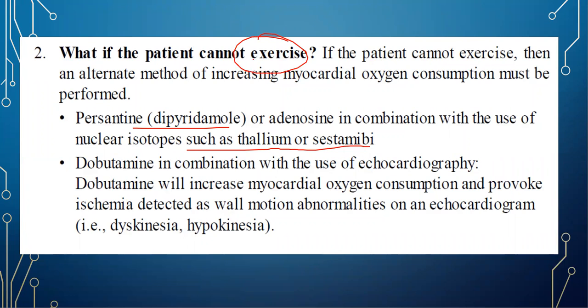So this patient cannot exercise, but you need the patient's heart on exertion. So this dipyridamole will act in that way, and after giving dipyridamole, you can put the patient into the thallium scan. Same with echocardiogram. If the patient cannot exercise, you can give dobutamine that will again act in the same way as if the patient is running on a treadmill. So you give dobutamine followed by an echocardiogram.